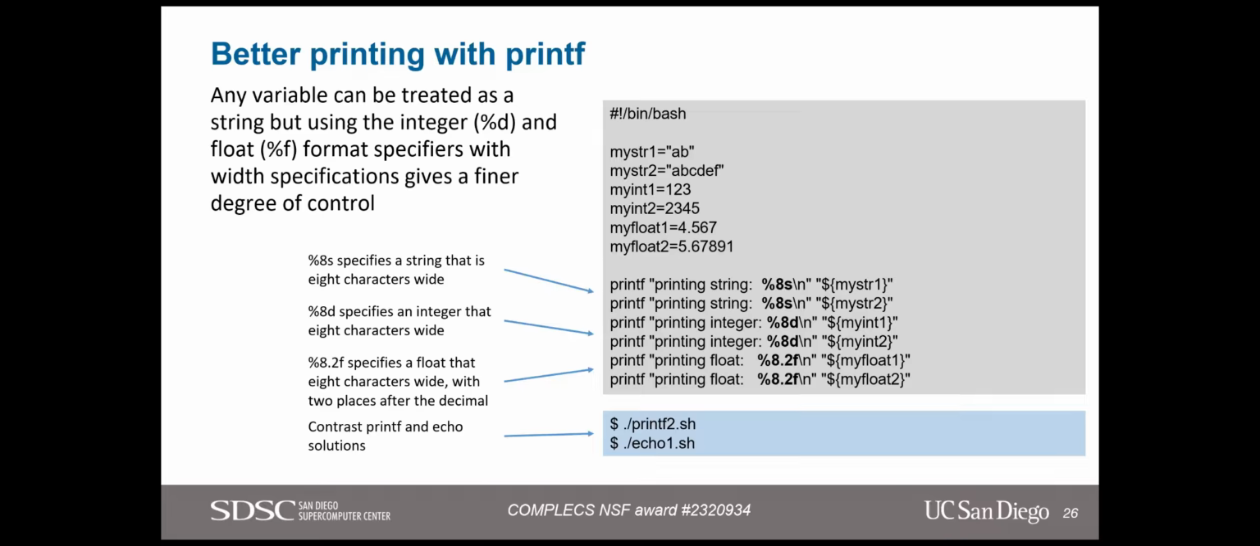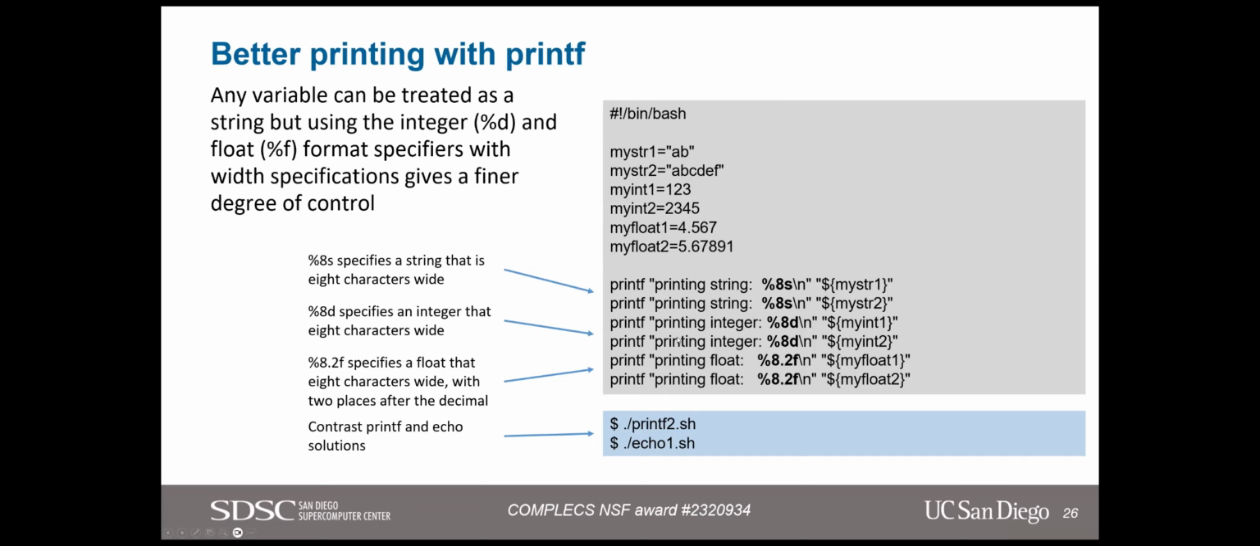The %8s specifies that the string is going to be exactly 8 characters wide. The %8d is the integer is 8 characters wide, and the %8.2f specifies that it's going to be a float that's going to be 8 characters wide, but it's going to have exactly 2 decimal places.